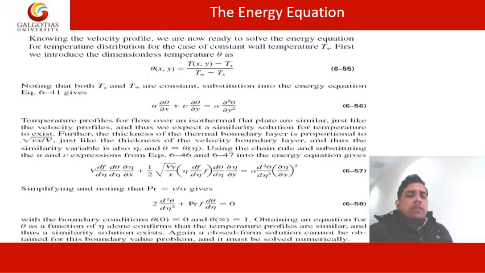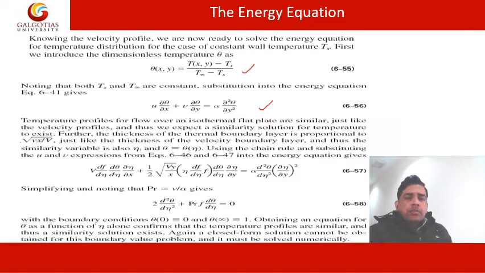Similarly, in case of the energy equation, this is the value that can be provided, and the temperature of the surface and the temperature of the ambient are constant. Substituting into the energy equation, we get this value. And the temperature profile for flow over an isothermal flat plate is similar to the velocity profile, and thus we expect a similar solution for temperature to exist.